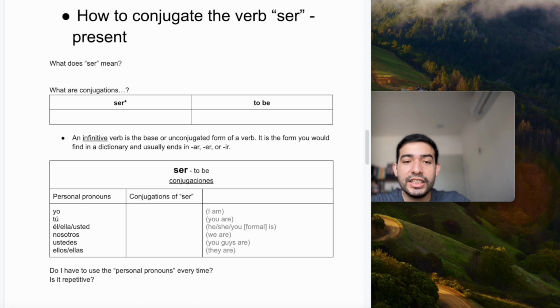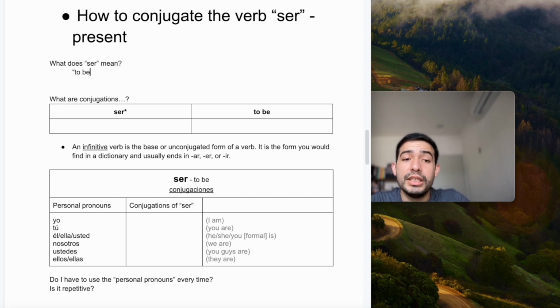Okay, the second topic is how to conjugate the verb ser in the present tense. But first we need to know, what does ser mean? Ser, just so you know, it means to be, right? Now, there are two different ways of saying to be in Spanish. The first one being ser, and the second one that you have probably heard about is estar. We will not talk about estar today because they are used in different situations, and I just want to really focus on ser before we talk about estar.